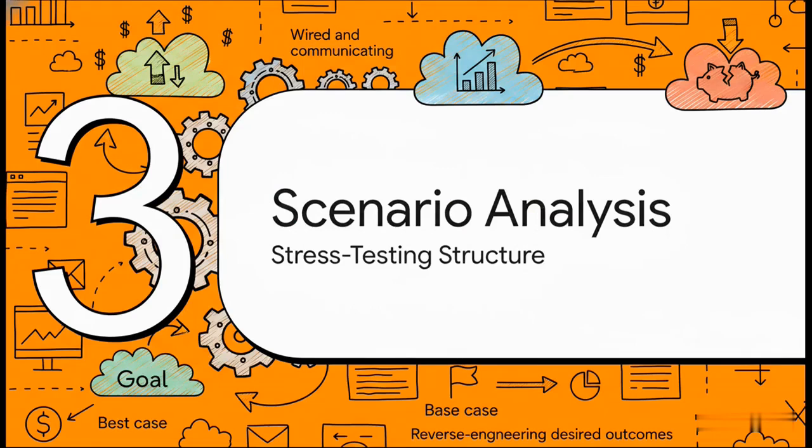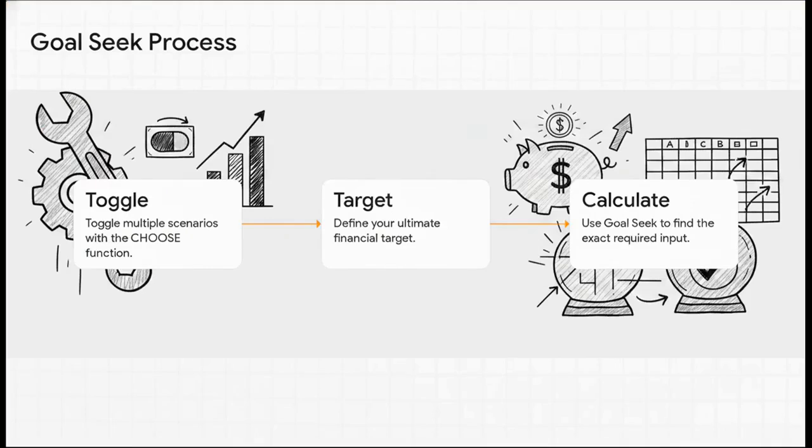Section 3: Scenario Analysis and Goal Seek, Stress Testing the Structure. All right, our model is wired and communicating flawlessly. Now it's time to stress test it. A static financial model just isn't very useful to us. We need to run different scenarios, best case, base case, worst case, and sometimes we need to reverse engineer our desired outcomes to figure out exactly what it takes to get there.